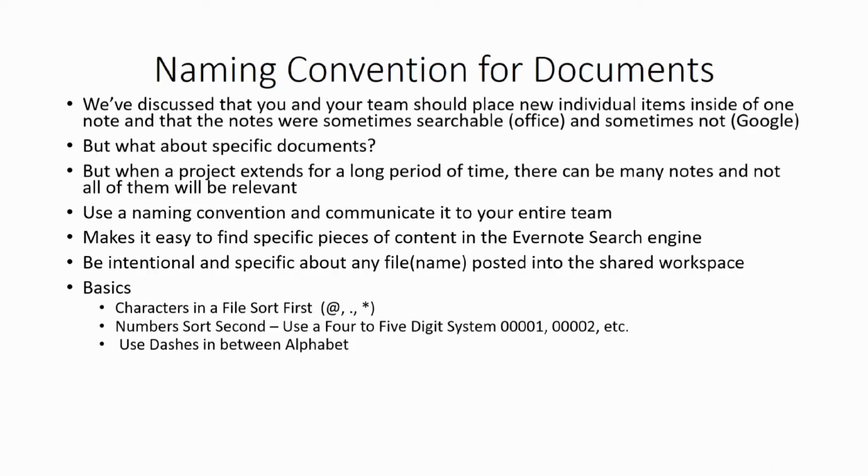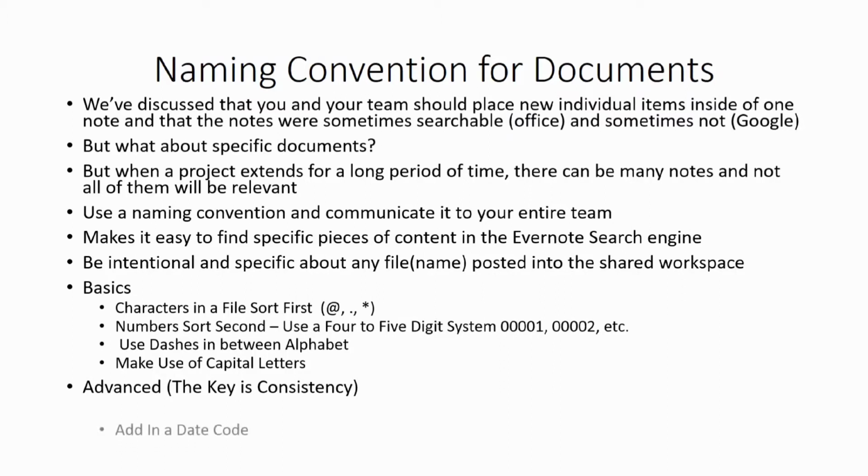When you place words in your file names, you want to use dashes between the words, and you want to make use of capital letters because this will make it easy to visualize what you're seeing. Now, when you're working to be a little more advanced, the key is going to be consistency in exercising the naming convention. You can add in a word that represents a date, in other words, a numerical date or even a month and a date. You can add in a project code. And again, the key is consistency. This will make your searching easier across your notebooks.